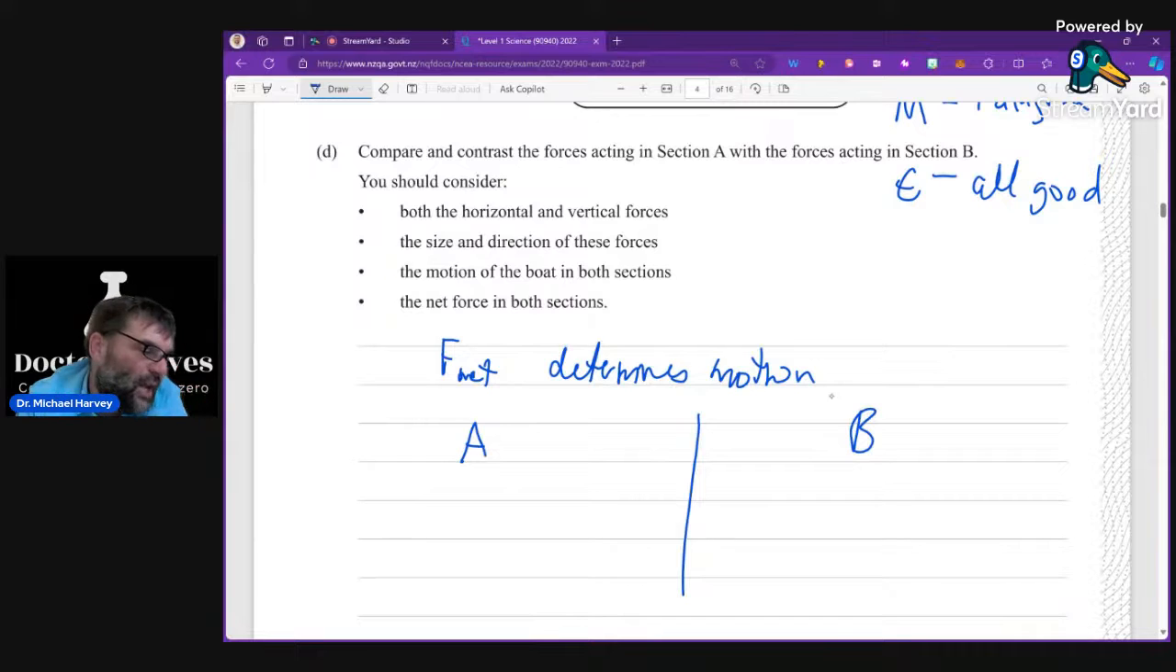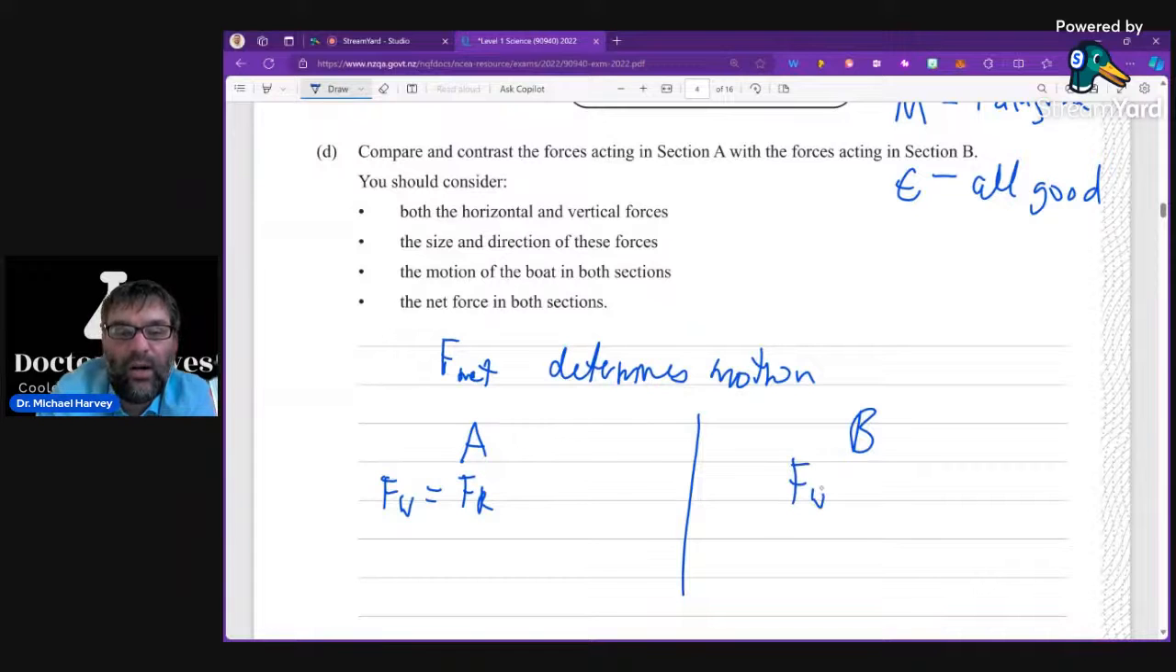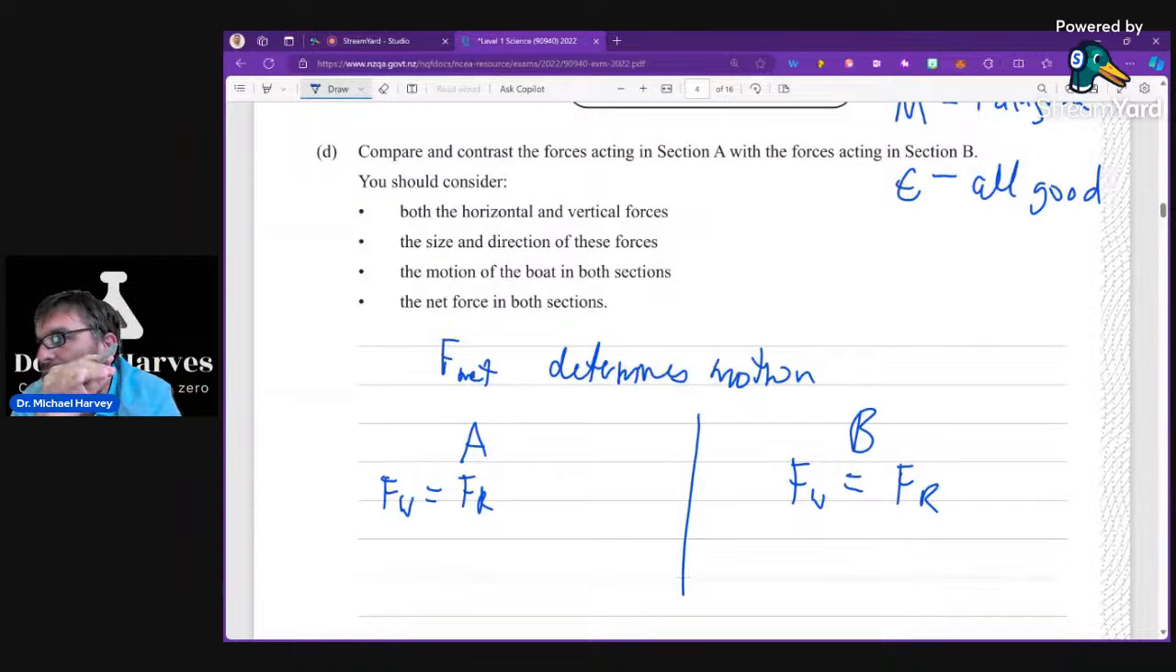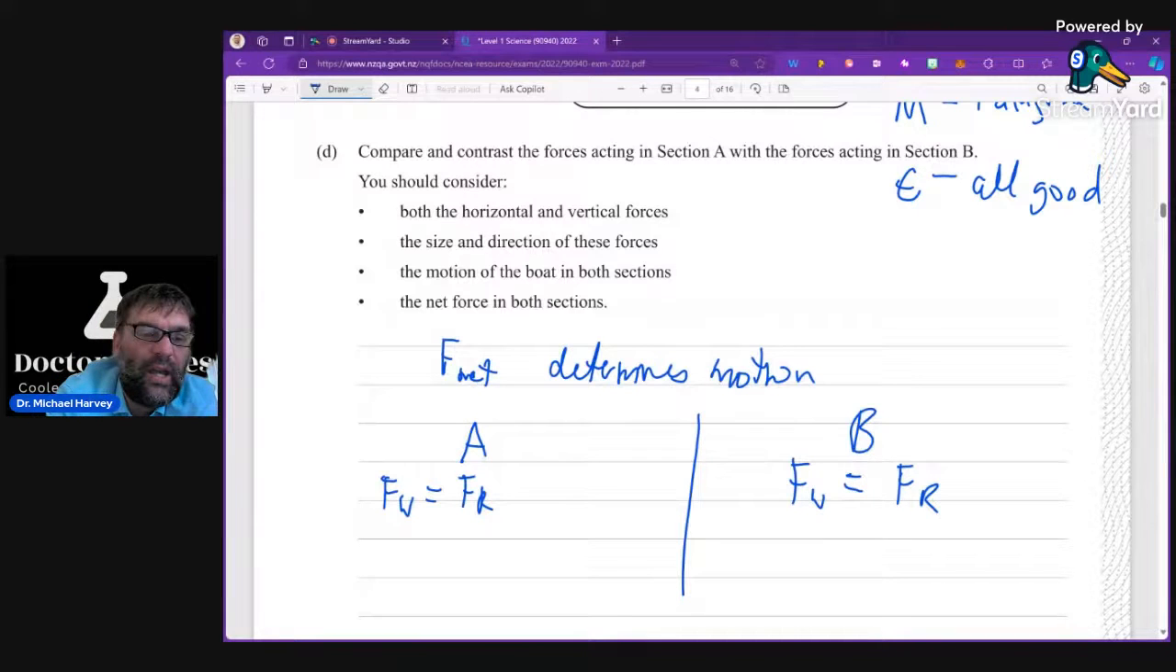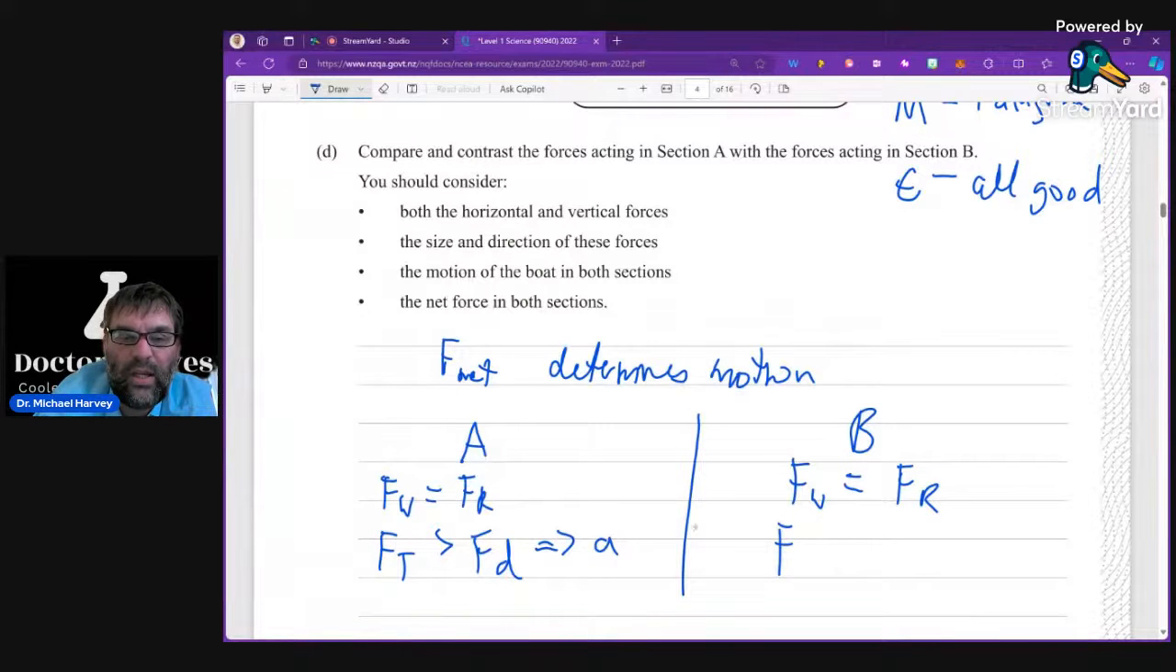For section A, the weight force equals the reaction force, and it's actually the same case for section B. So you'll get no acceleration in the y direction because of that. And in section A, the thrust force is greater than the drag force, and that's why you're getting your acceleration. Whereas in the other example, and that's in the x direction.